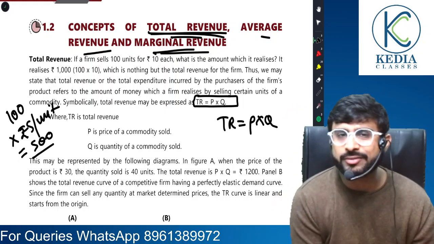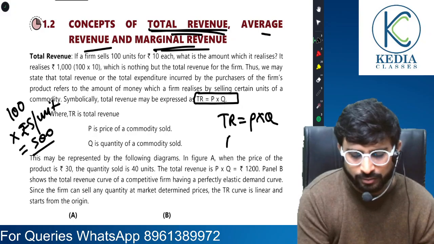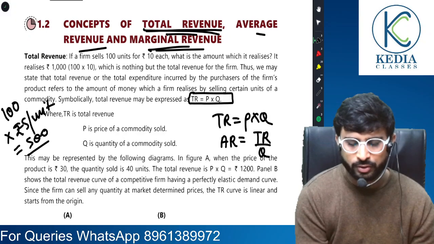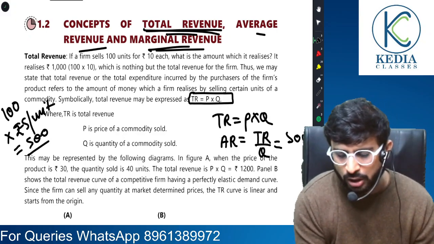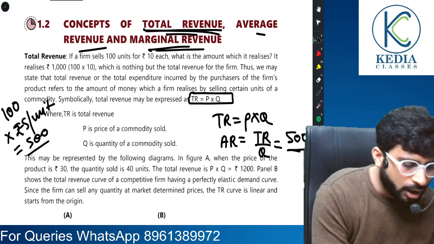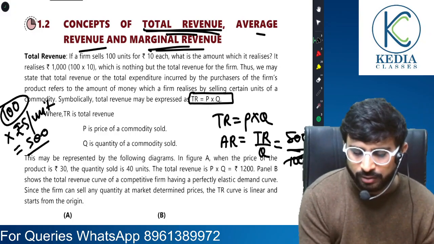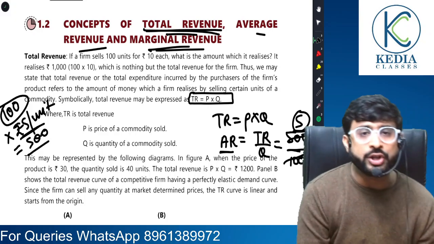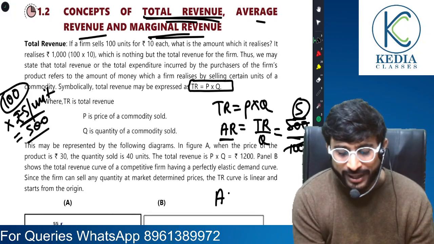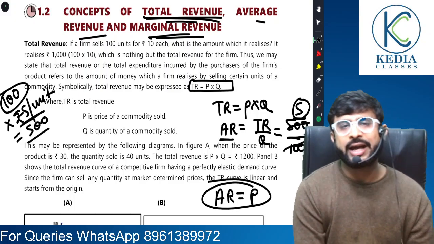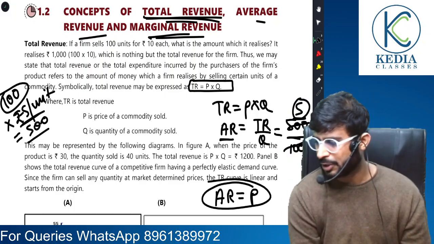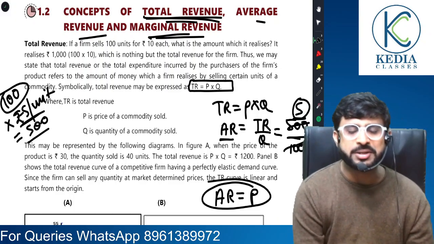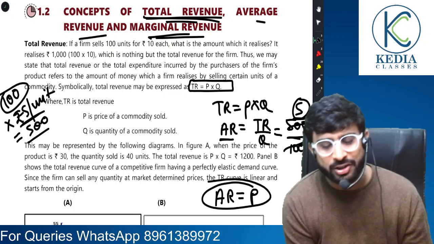Now total revenue is price into quantity. What is average revenue? Friends, average revenue is total revenue divided by quantity. So if my total revenue is 500 and I am selling 100 units, my average revenue is 5 per unit. But sir, average revenue is 5 and price was also 5 per unit. So are you telling us that average revenue equals price? Yes. No matter which market you are in, average revenue is always equal to price. Remember this.